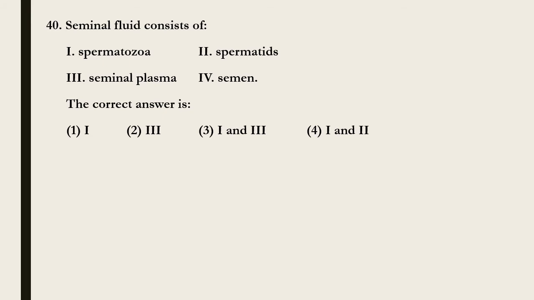So now let's come to this. Already we discussed in previous slides that the spermatids are transformed into spermatozoa. That's why spermatids are not released from the testes, so it is not at all considered. Now come to the seminal fluid. Seminal plasma is released by the male accessory reproductive glands.